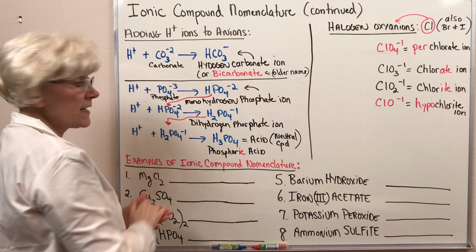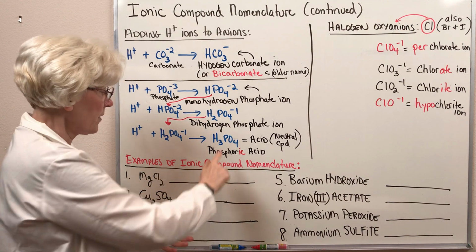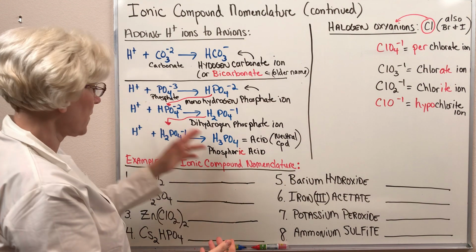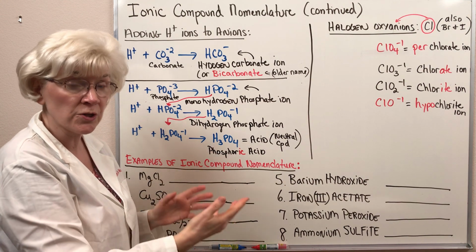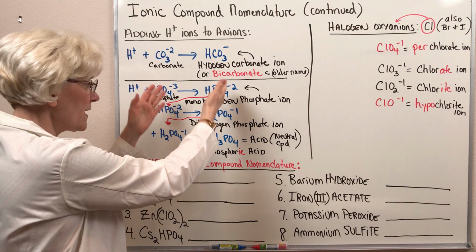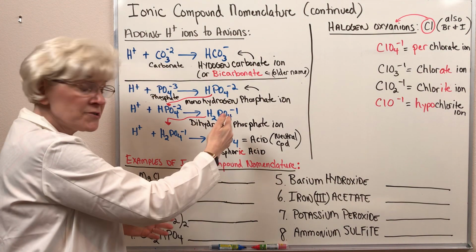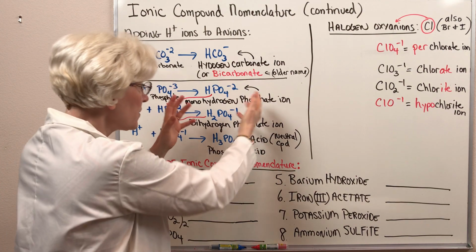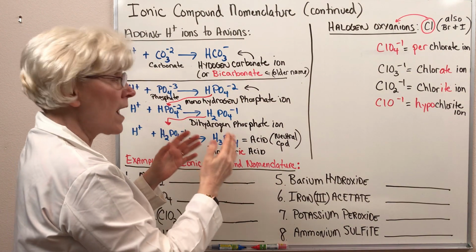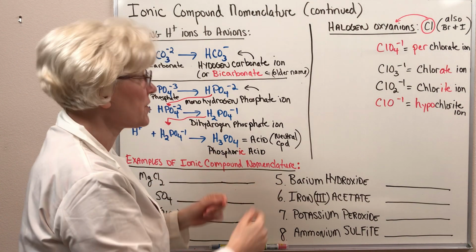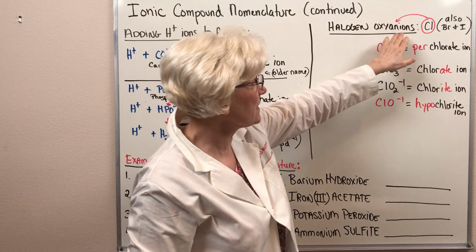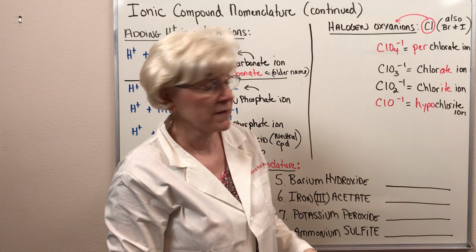So since phosphate has a -3 charge, we would have to add 3 hydrogen ions with a +1 charge to form the neutral compound phosphoric acid. So we can look at hydrogenated anions as a new set of anions that we can include in ionic compounds and in their nomenclature. Let's also take a look at the halogen oxyanions.